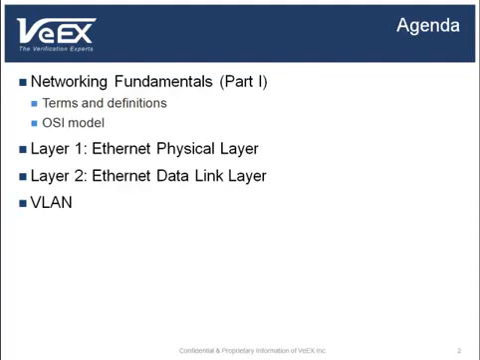Following that, we will look in more detail at the Ethernet physical layer and the Ethernet data link layer, which are the first two layers of the OSI model, as well as the role of VLAN or virtual LAN tagging, which is also a layer 2 technology. In the second session of the networking fundamentals, we will cover the layer 3 IP and layer 4 TCP UDP of the OSI model.